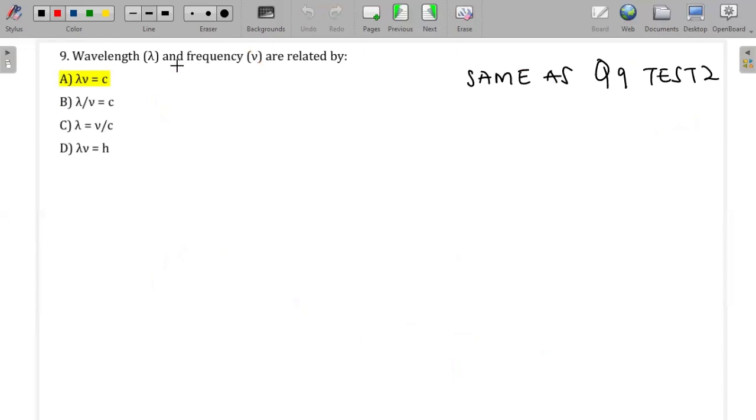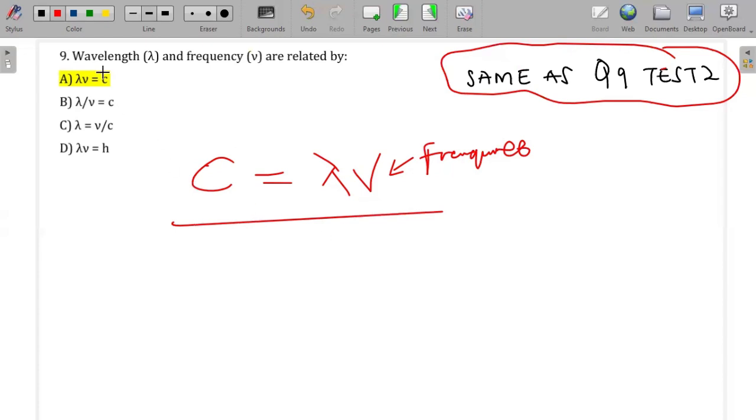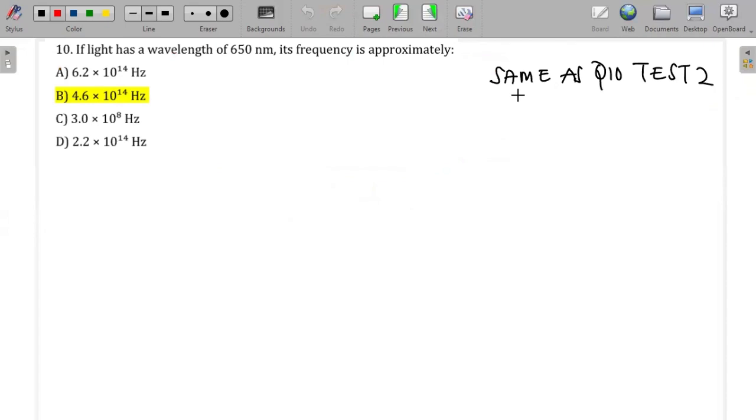They're saying the wavelength and the frequency are related by. So both quiz 2 and test 2 question 9 were the same. So we know that the speed of light is the wavelength multiplied by the frequency. So this symbol here is for the frequency. So which one of the equations there is like this one? It's just this one on A. We move to question 10 again. Quiz 2 and test 2 on question 10 are the same questions.